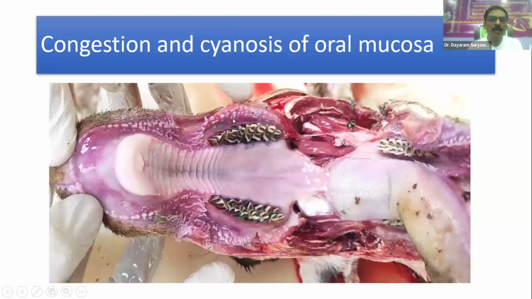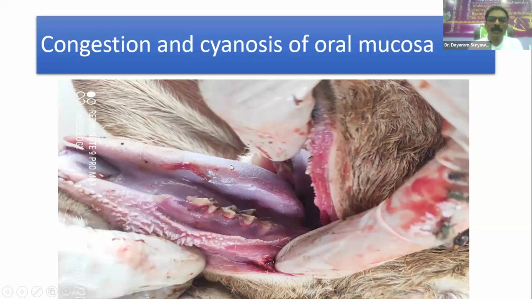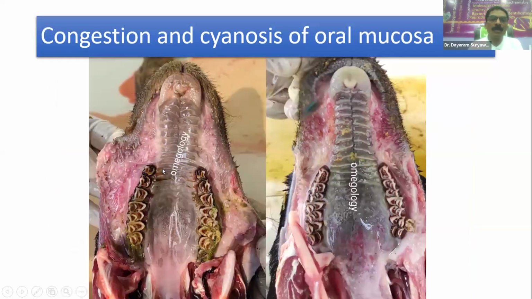Here you can see the whole oral mucosa showing cyanotic changes, completely cyanotic changes. Again the same thing, congestion and cyanosis of the oral mucosa. Here you can see somewhere you can find pinpoint hemorrhage also on the papillae. Here also, hemorrhage on the papillae. Here also hemorrhage on the papillae. Small tips are there, and we have to observe those tips for confirming Bluetongue.